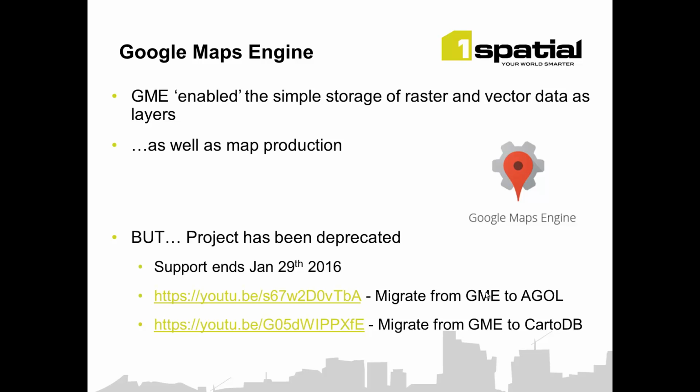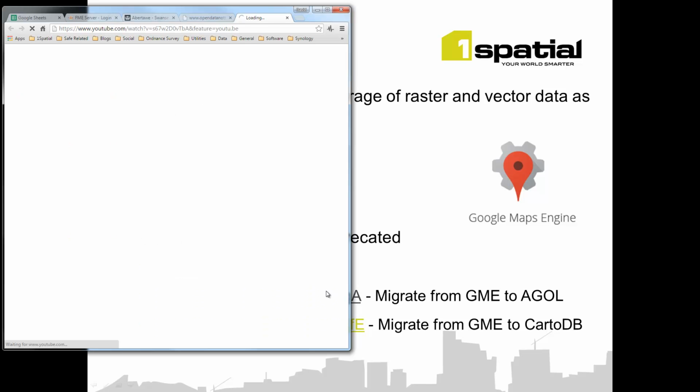So if you based some of your workflows on Google Maps Engine, then the next step is to work out what your options are. Two useful examples of cloud-based mapping systems are ArcGIS Online and also CartoDB. And there are a couple of very useful sessions that Safe have done, and I'll just show you one of those quickly.